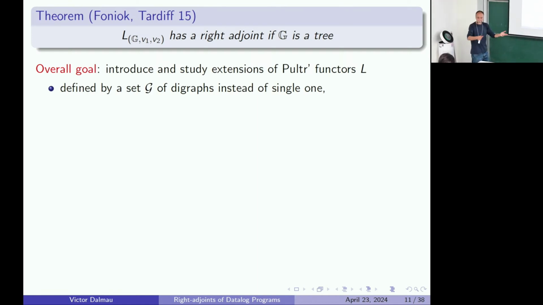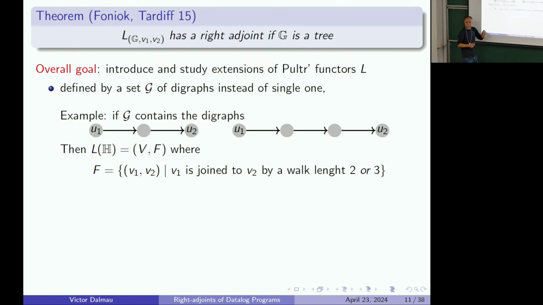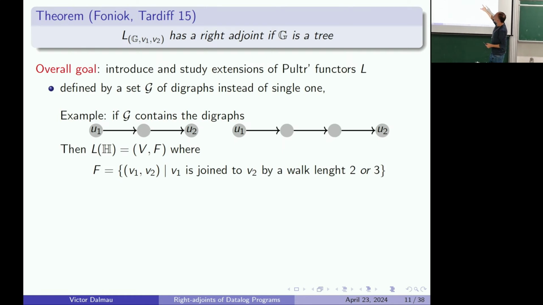So we want to generalize this in a number of dimensions. The first one is that we'd like to consider functors defined not by one graph, but by a family of graphs. In a standard Pultr functor, we just have one graph, but now we want to allow the possibility of having two graphs with two distinguished nodes. Using two graphs, we can construct the union of the edges that each one of them produces separately. So basically, we want to be able to do unions, and that's contemplated by considering sets of graphs with two distinguished nodes.